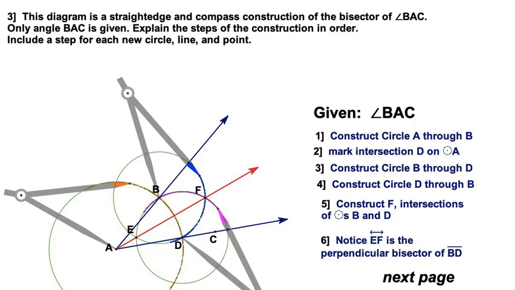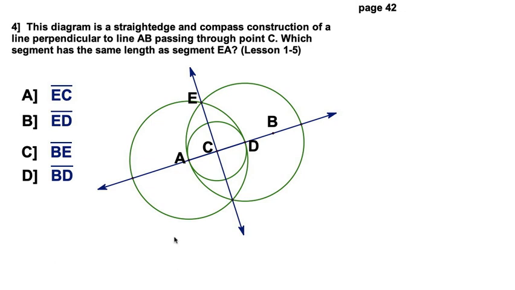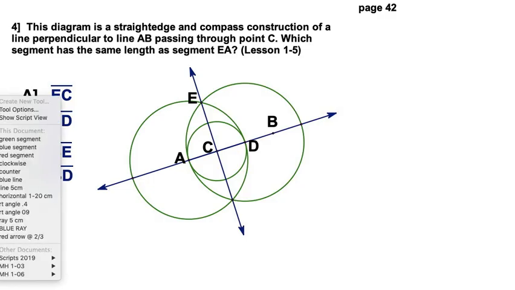Okay, next page. Let's flip the page over. We're on page 42. This is a compass construction. Which statement has the same length as EA? Yikes. Well, where is EA? Well, EA is, I'll draw a little segment.